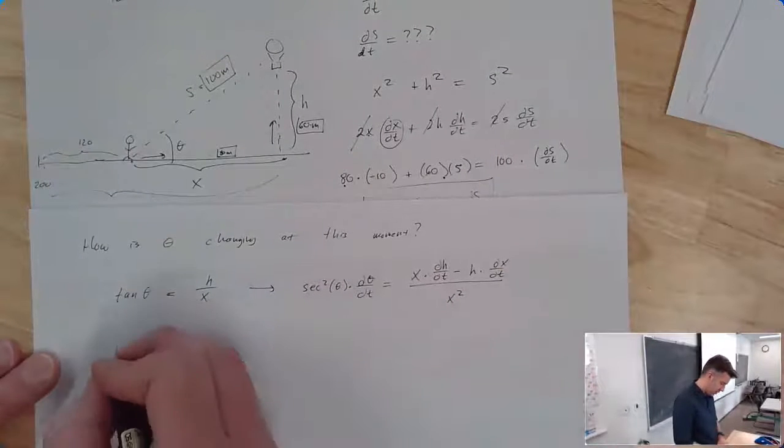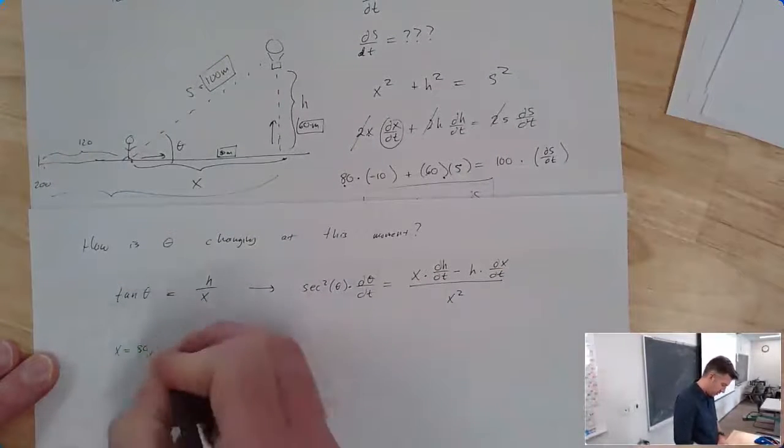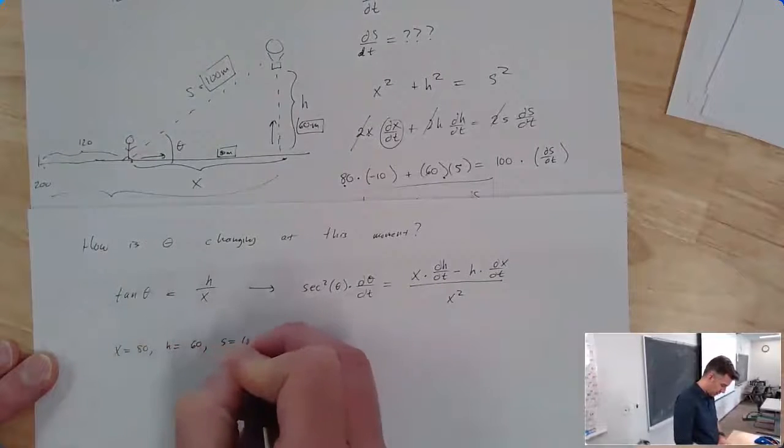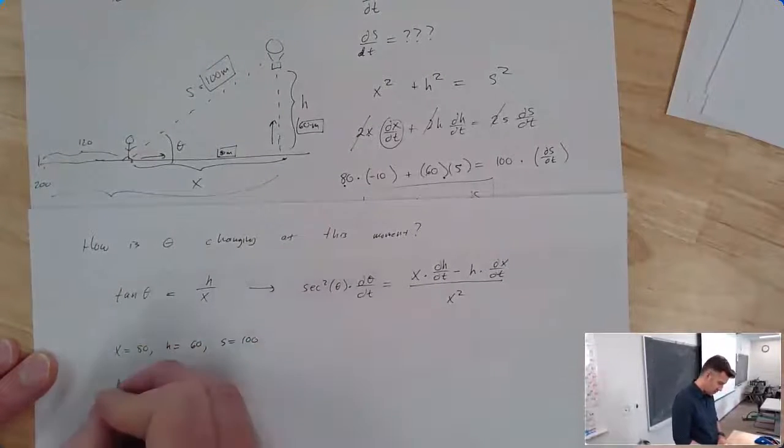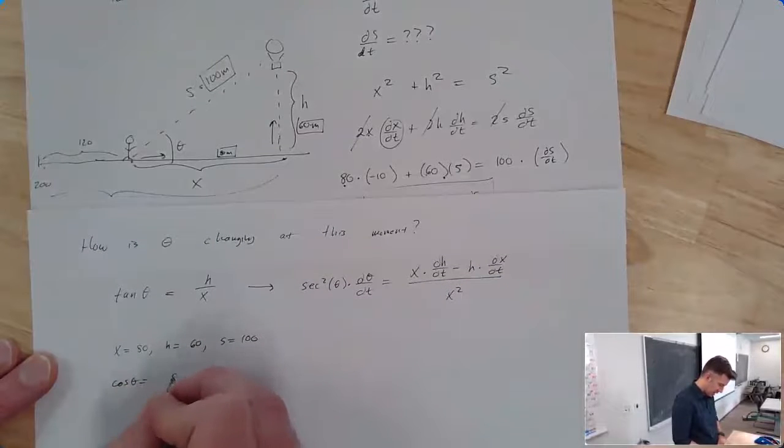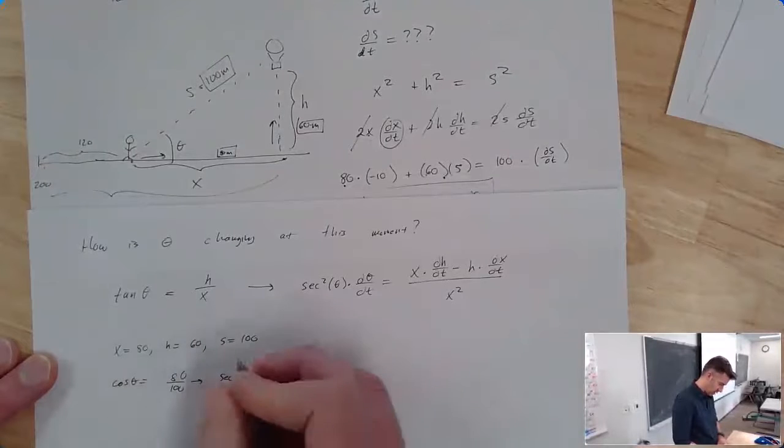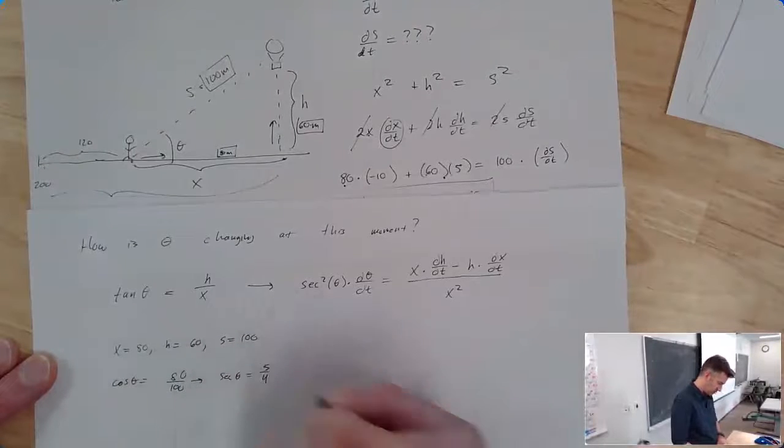So we know that x is 80. We know that h is 60. We know that s is 100. And we know that cosine of theta is 80 over 100, meaning secant of theta is going to be 10 over 8, which is 5 over 4.